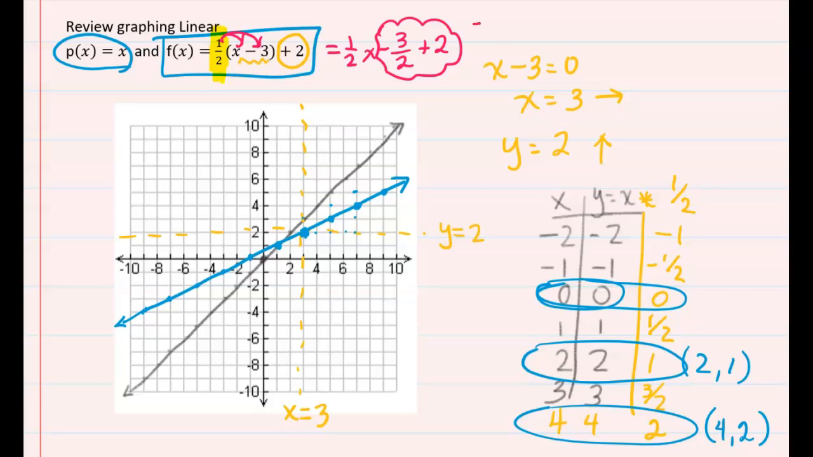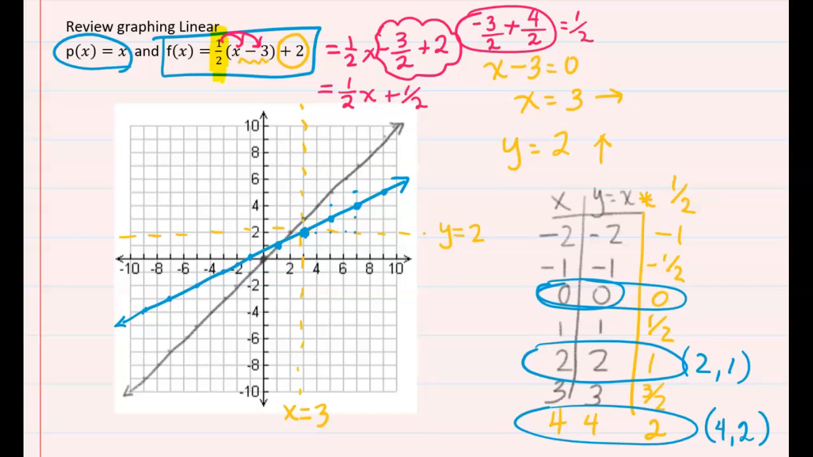So I'm going to show you what I mean. So I have -3 over 2, and then I'm going to change that 2 to 4 over 2, because 4 divided by 2 is 2. When I add these two together, I get a positive 1/2. So what does that mean for my equation? That I have a slope of 1/2 x and a y-intercept of a positive 1/2.